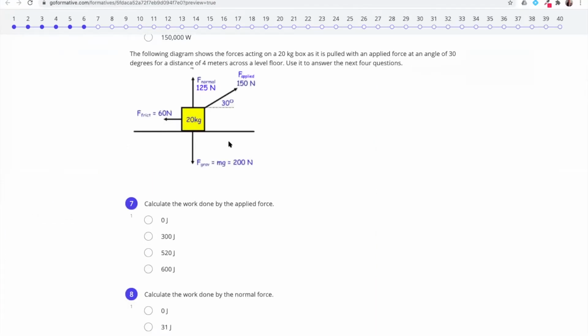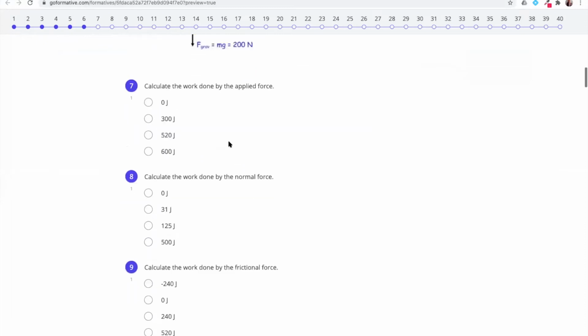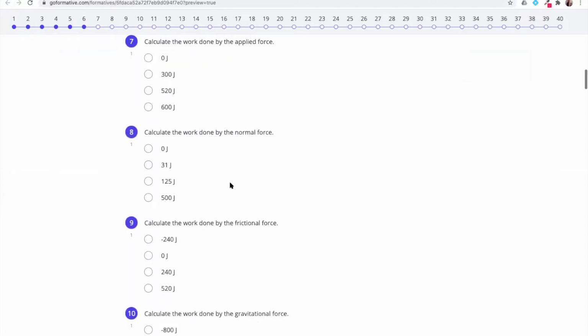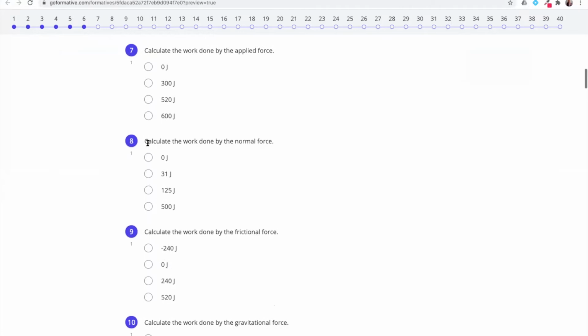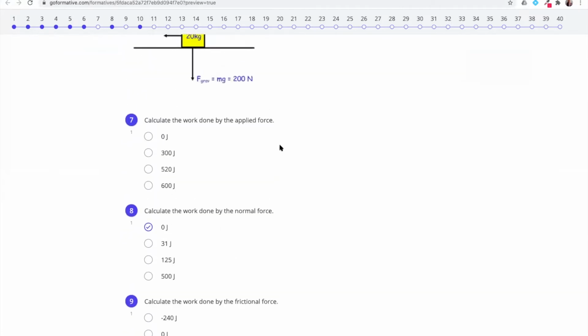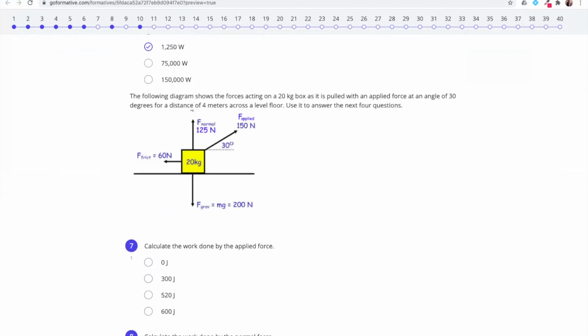All right, so 7, 8, 9, they're all going to use this particular picture, so make sure to refer back to it as you go. I can see off the bat that normal and gravity will not be doing any sort of work, so I'm going to grab those as 0 to start off. Normal and gravity don't do any sort of work because both of those are perpendicular to the direction of distance.